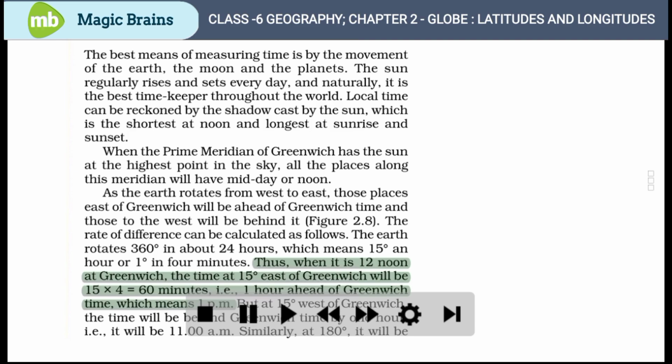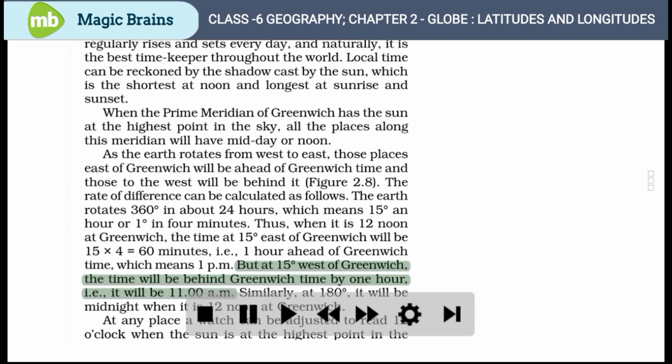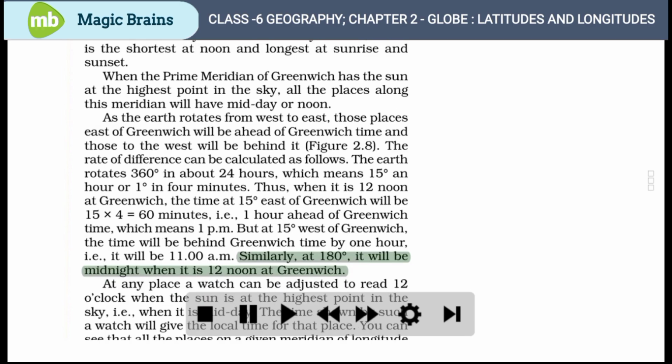Thus, when it is 12 noon at Greenwich, the time at 15 degrees east of Greenwich will be 15 multiplied by 4, that is equal to 60 minutes, that is 1 hour ahead of Greenwich time, which means 1 p.m. But at 15 degrees west of Greenwich, the time will be behind Greenwich time by 1 hour. That is, it will be 11 a.m. Similarly, at 180 degrees, it will be midnight when it is 12 noon at Greenwich.